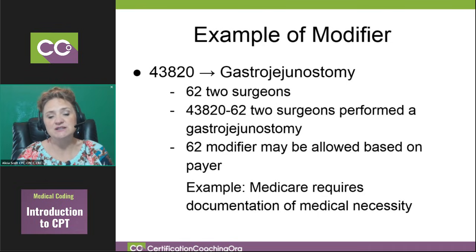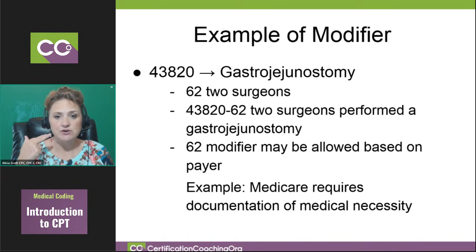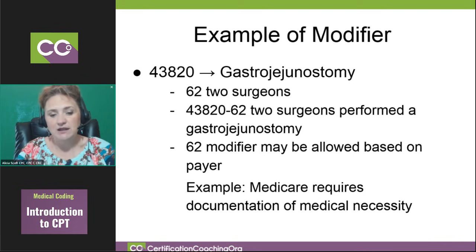I gave you the example of the appendectomy, but here is one for a gastrojejunostomy. 43820, modifier 62 tells us that there were 2 surgeons. 2 surgeons performed this gastrojejunostomy. And that means that the payer knows that 2 different providers are billing for this code. If that modifier 62 wasn't on there, only one of those surgeons would get paid because it's understood that 1 provider did the procedure, not 2.